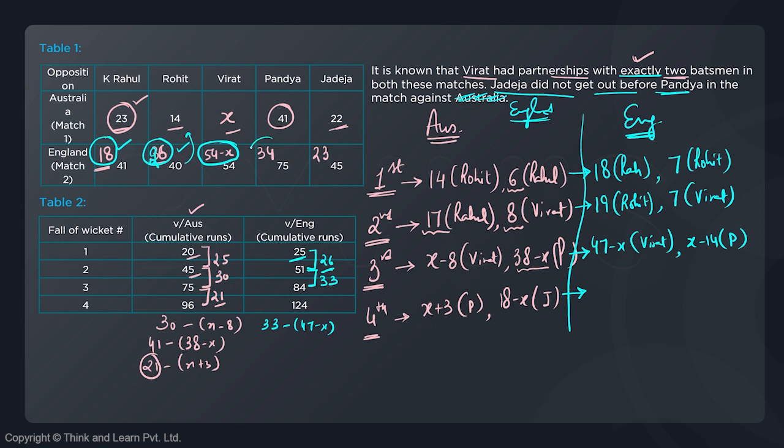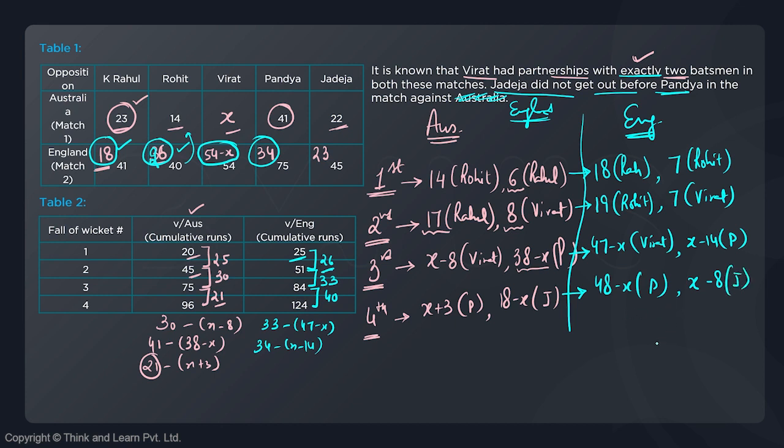Pandya has made a total of 34 runs against England. So 34 minus X minus 14, which he has already made in the third partnership, is the score made by him. If I calculate that, how much is it? It comes out to be, I think, 48 minus X. So 48 minus X is the score of Pandya here. This partnership is of 40 runs. 40 minus this gives me X minus 8. So X minus 8 runs are made by Jadeja.